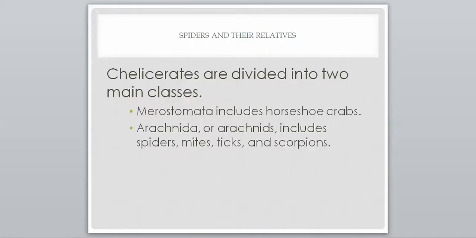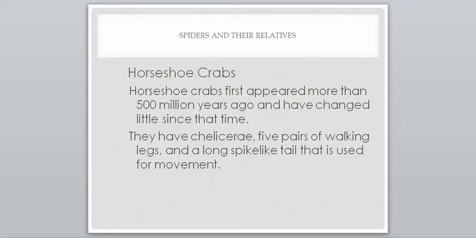And so the chelicerates are divided into 2 classes. The first one is Merostomata, and this includes our horseshoe crabs. And then our second part is the arachnids, and these include our spiders, our mites, our ticks, and our scorpions. So horseshoe crabs are an interesting animal. We're going to talk about those first.